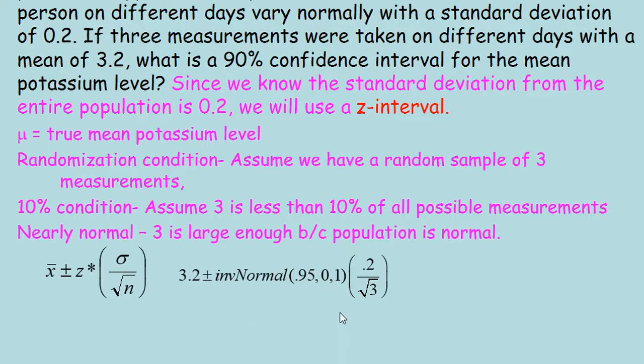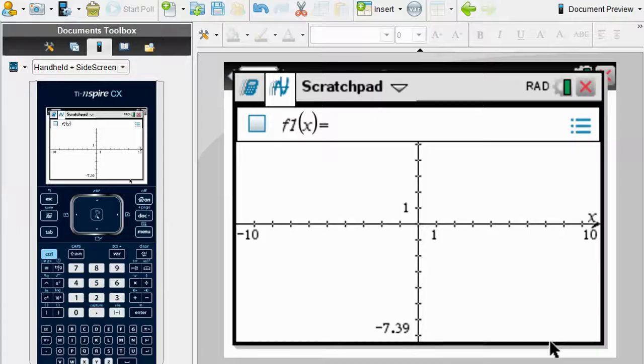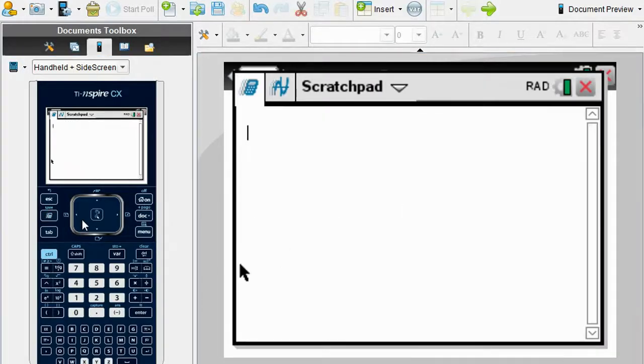Now, I'm going to go ahead and just use the calculator to get your answer. So I'm not going to really type the 3.2 plus or minus. What I'm going to do is go find something called a one sample mean Z interval. So practice finding that on your calculators. You need to go to menu.